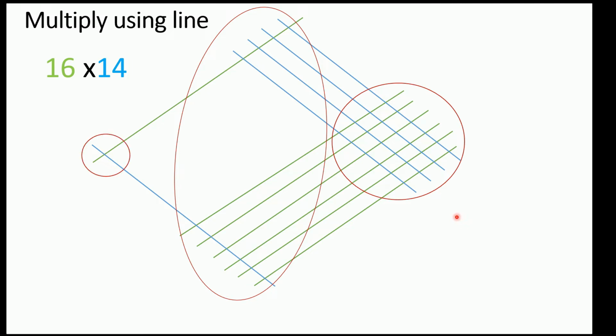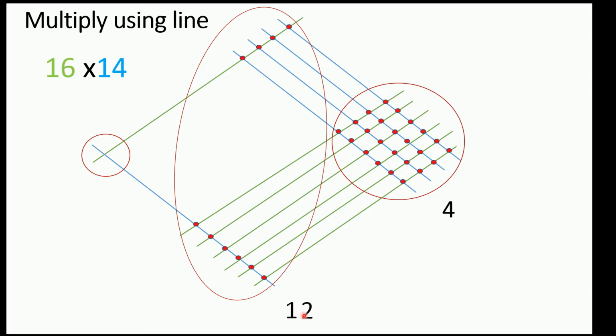Now count the dots. So total how many dots are there? We have to count the points where two lines intersect, that is the dot. So total here 24 dots, but in the 24, 2 is in the tens place. So this 2 goes to the next group. So in the next group, again count the dots. So total, how many dots are there? Total 10 dots. So 2 plus 10 is 12.